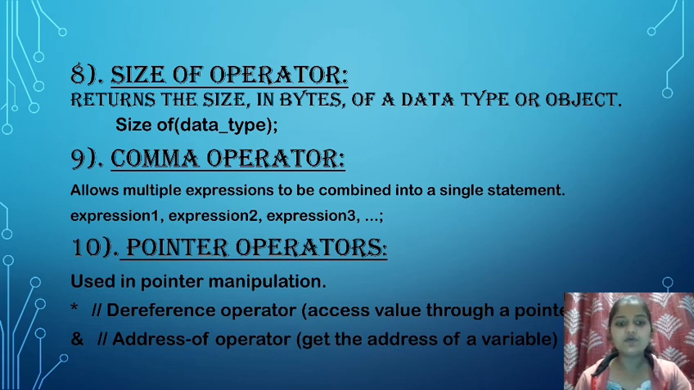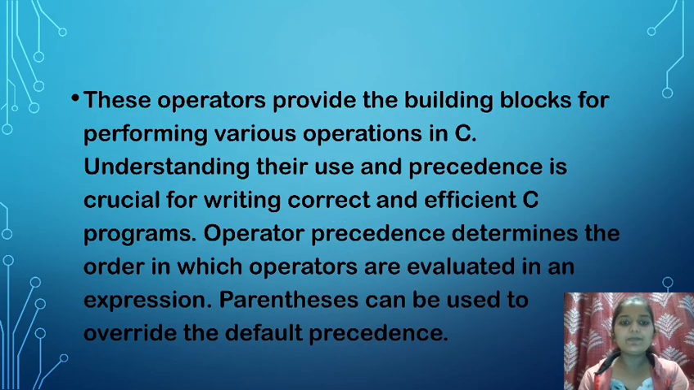Last one is pointer operators. It is used in pointer manipulation. These operators provide the building blocks for performing various operations in C. Understanding their use and precedence is crucial for writing correct and efficient C programs. Operator precedence determines the order in which operators are evaluated in an expression. Parentheses can be used to override the default precedence.